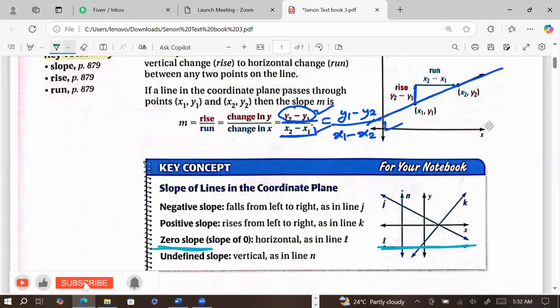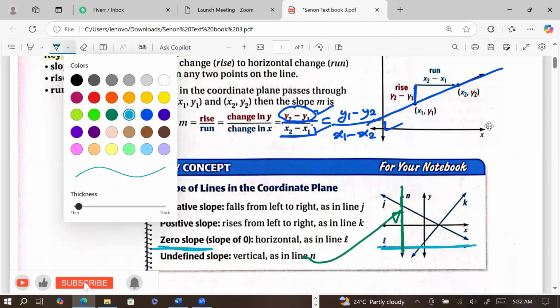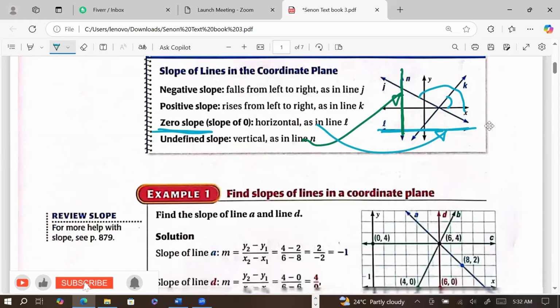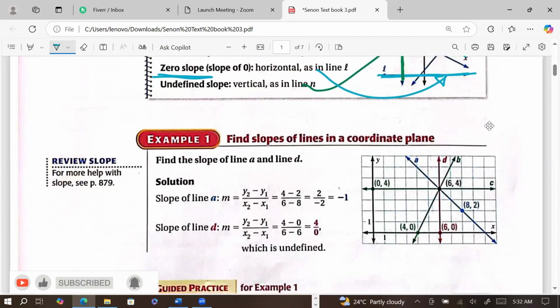When it is perpendicular to the x-axis, it is undefined. This is undefined, and parallel to the x-axis, zero slope. And this is positive slope, negative slope. And example 1. Find the slope of line A and line D.